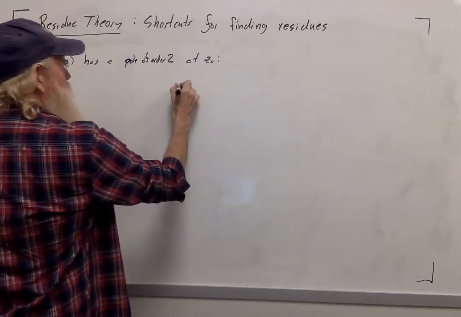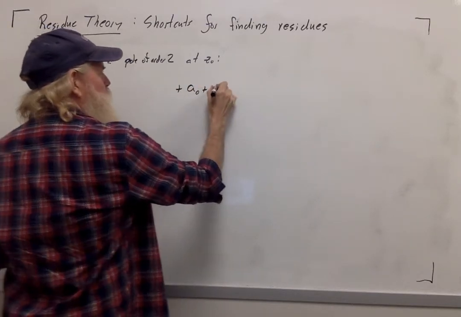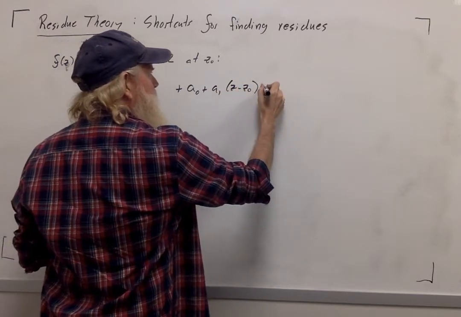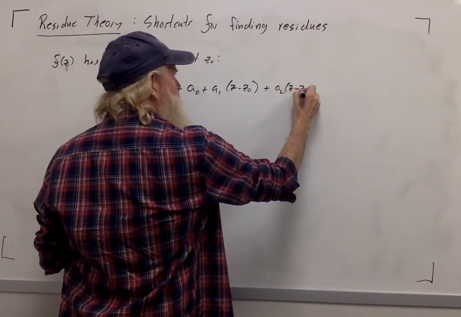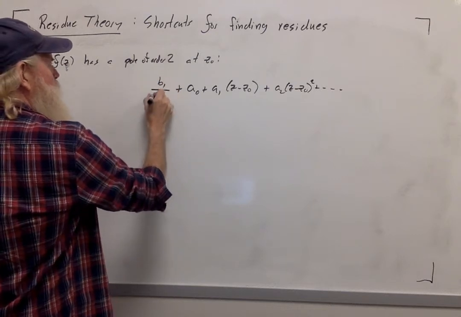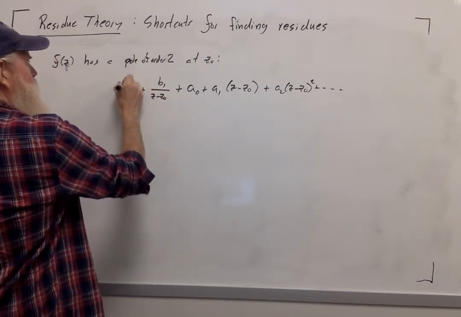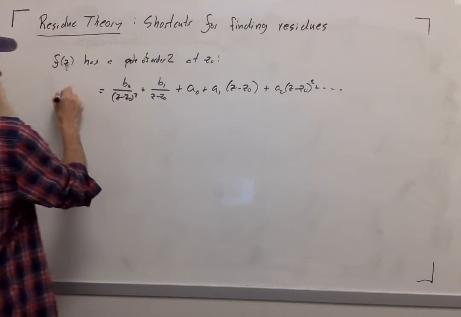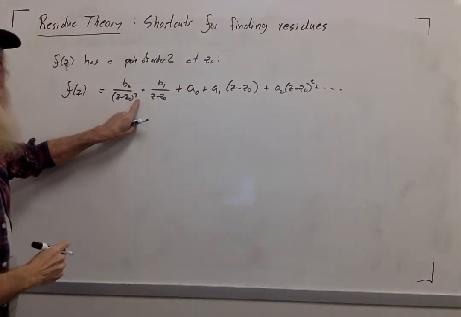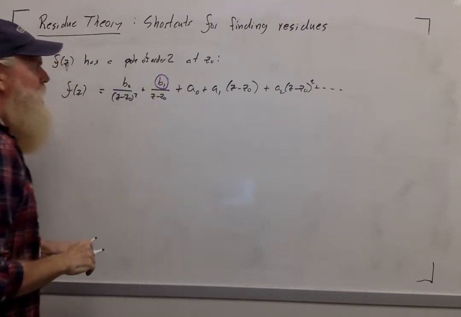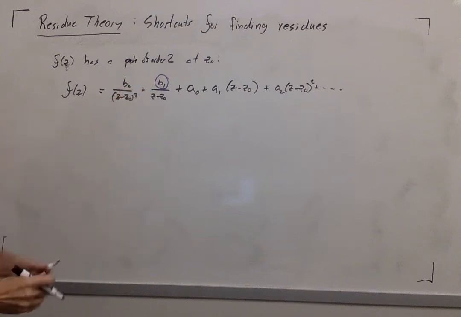If it's a pole of order 2, then, as usual, on the right side, we have a naught plus a1 times z minus z naught plus a2 times z minus z naught squared, and so forth. But over on the left, I have b1 over z minus z naught, and I also have a b2 over z minus z naught squared. So this is what it means to have a pole of order 2. Now the residue of the function is still b1. So we want to figure out a way of capturing b1 without having to develop the Laurent series.